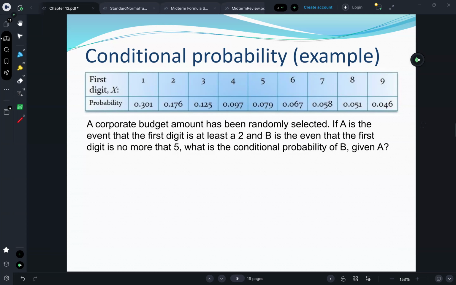It expands on that idea with a conditional probability. Suppose a corporate budget amount has been randomly selected, and we want to know the first digit. If A is the event that the first digit is at least a 2, and B is the event that the first digit is no more than 5, what is the probability of B given A?